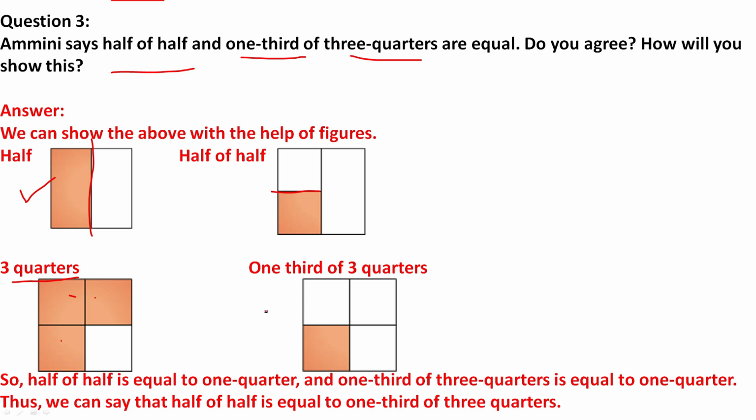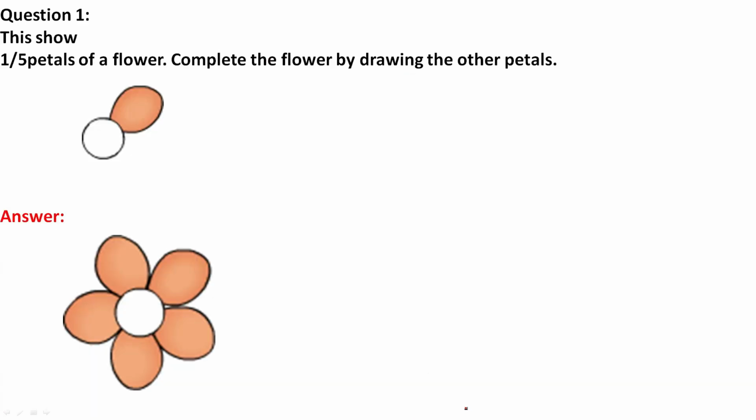1/3 of the quarter. Half of half is equal to 1/4. 1/3 of 3/4 is equal to 1/4. We can say that half of half is equal to 1/3 of 3/4.